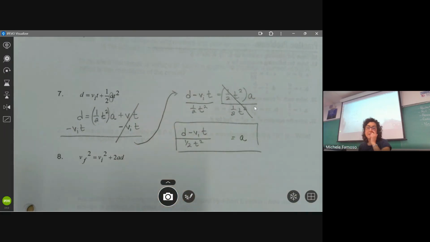There is no reason why you need to simplify it. You do not. Just leave it as it is. Your math teacher might say, simplify it. No, I don't want you to do that. Just leave it where it is. Okay, get the variable we want isolated and you're good.